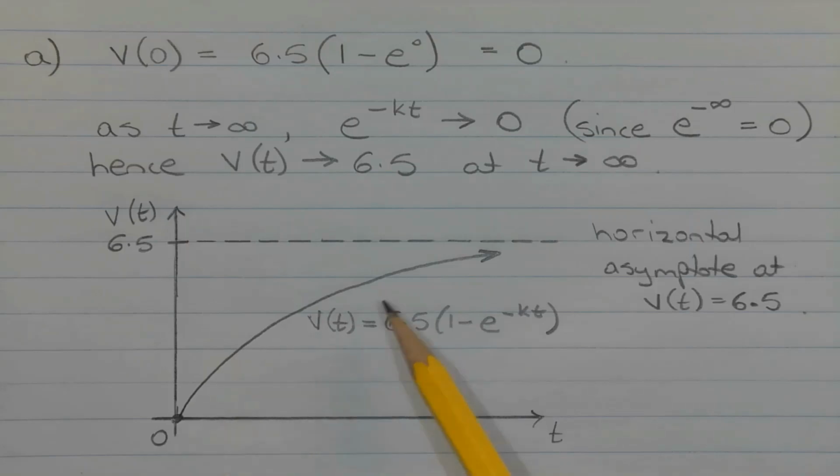Now it's a negative exponential graph in the sense that it rises more rapidly in the beginning, but then it shallows out, and the gradient of the tangent on this curve approaches 0 as we get closer and closer to the horizontal asymptote. So here's the graph, here's our origin, there's the horizontal axis, which is time, our vertical axis, which is voltage, V of t, and the horizontal asymptote needs to be clearly marked at 6.5, and the curve should approach the asymptote but never touch it, as so.